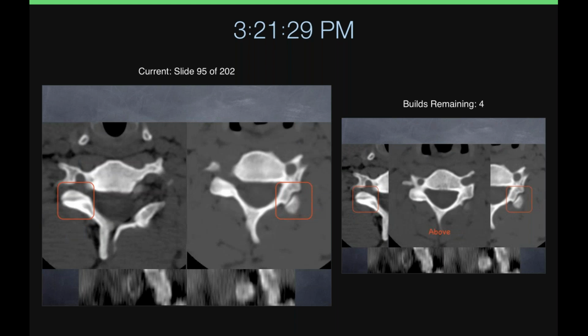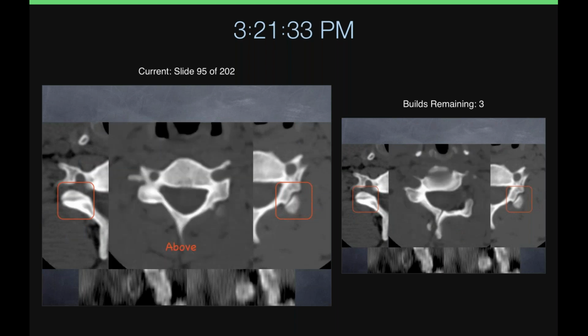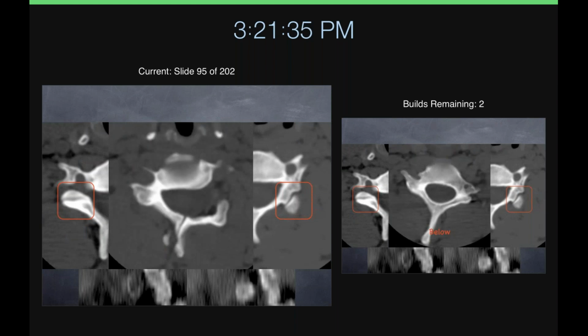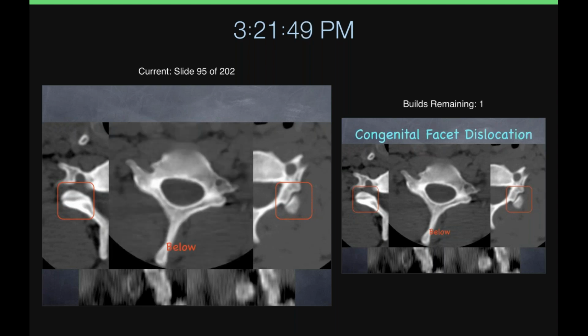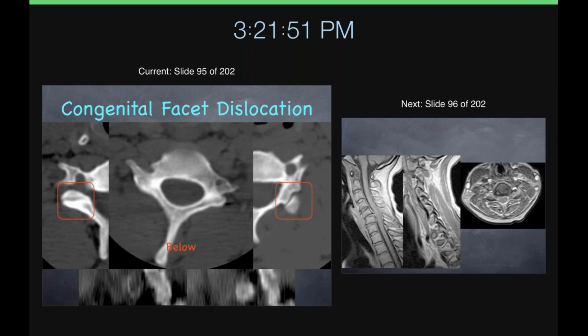Yeah, so on the left, it looks like there's a reverse hamburger, and it looks like there's a dislocation. Yeah, that's a level above. And it looks like there's significant widening of the left neural foramen, which makes me think it's been there for a while, or congenital possibly. Okay. And this is when we get down to a more normal level below. And this was thought to be a congenital facet dislocation.